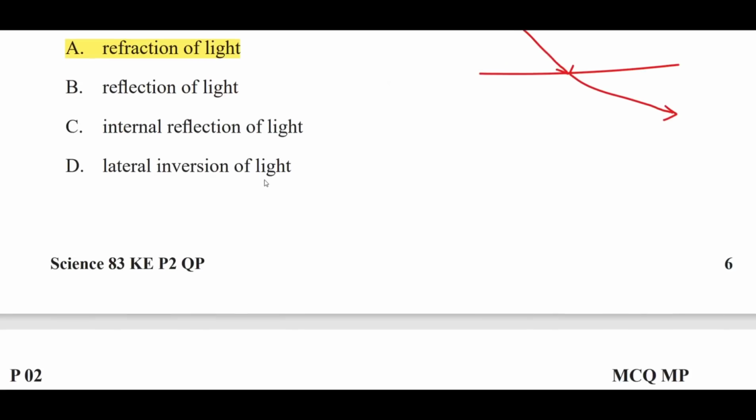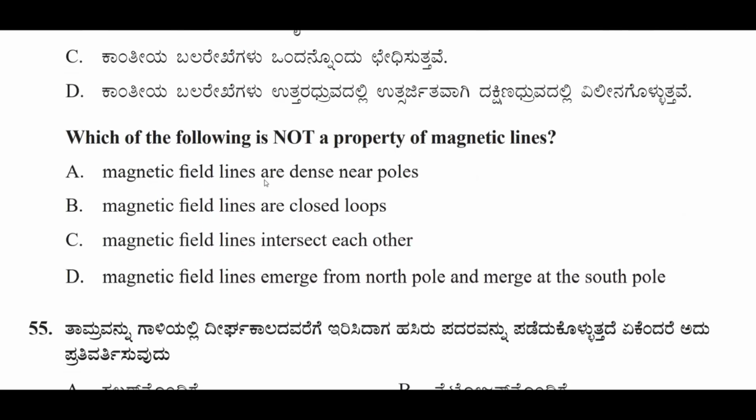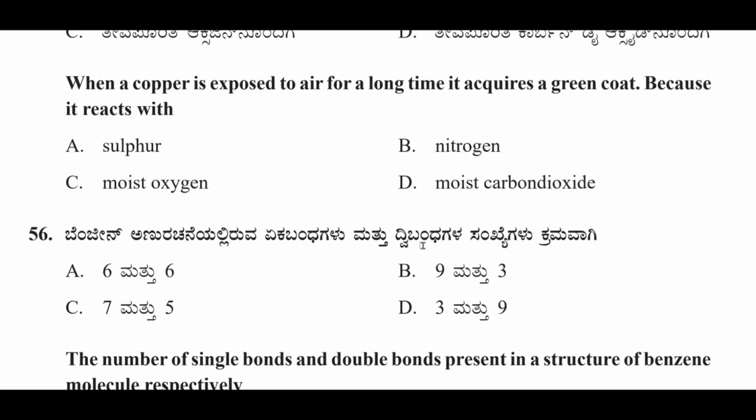Now, moving to next question. Which of the following is not a property of magnetic lines? The correct answer is option C, magnetic field lines intersect each other. It is an incorrect statement according to the properties of magnetic field lines.